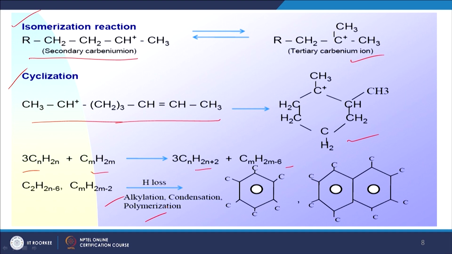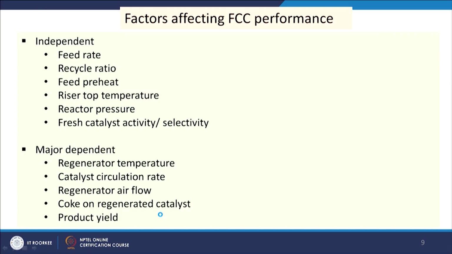Alkylation may take place, condensation may take place and polymerization may take place. So, these are the different types of reactions which can take place during the FCC process. Now, what are the factors that influence the FCC performance?